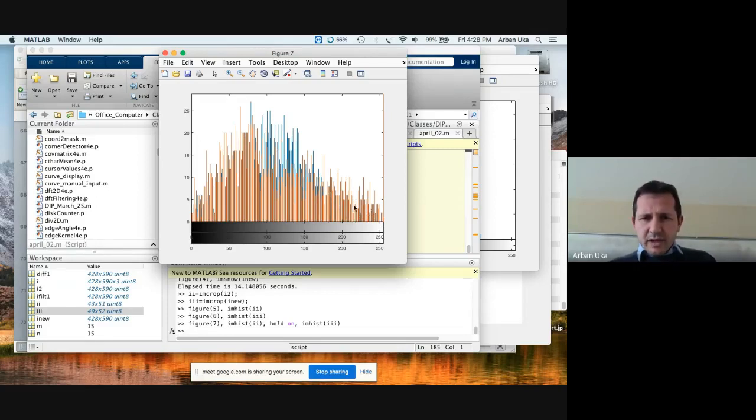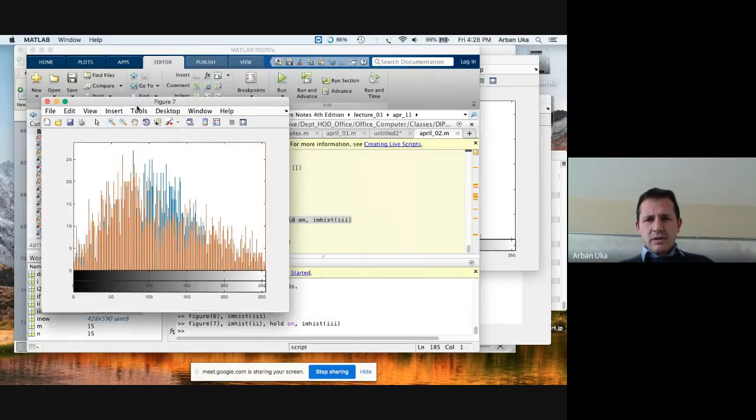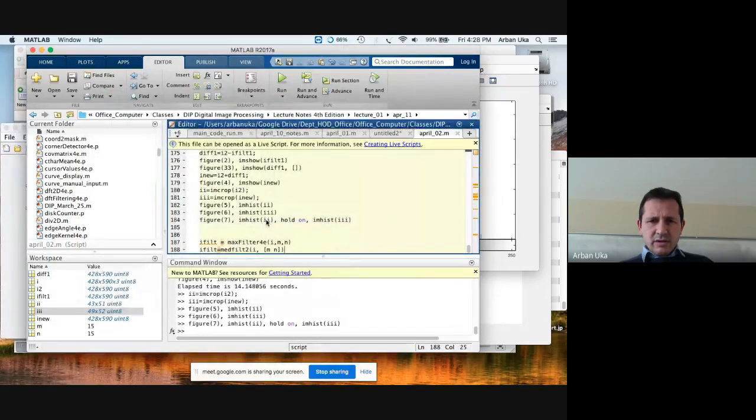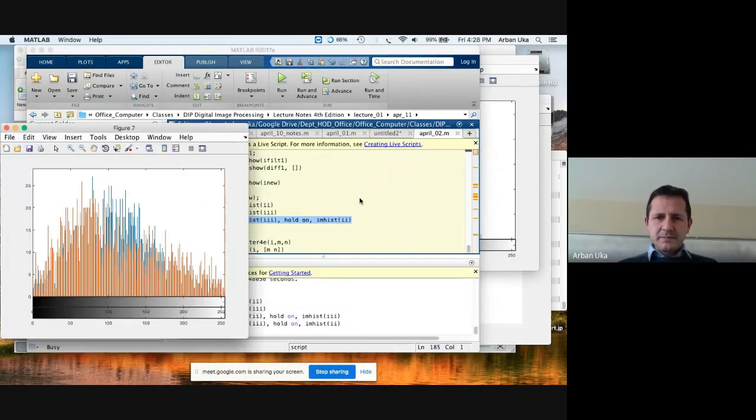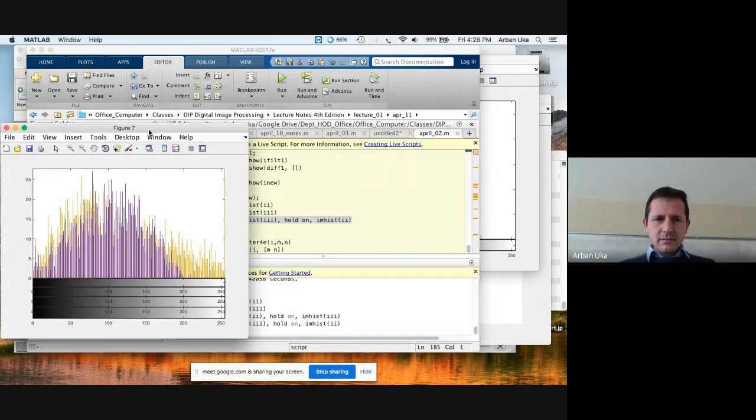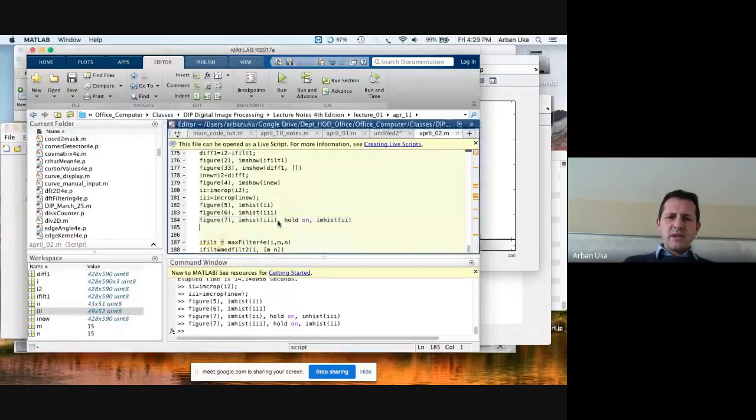And now here, it looks like the red is overlapping, overcoming the blue one, or probably we do it like this. Figure 7. Let's replot this one. Okay, so here we see that, yes, in the background we have the more spread out pixel intensities, which were really the ones from the enhanced part of the image.